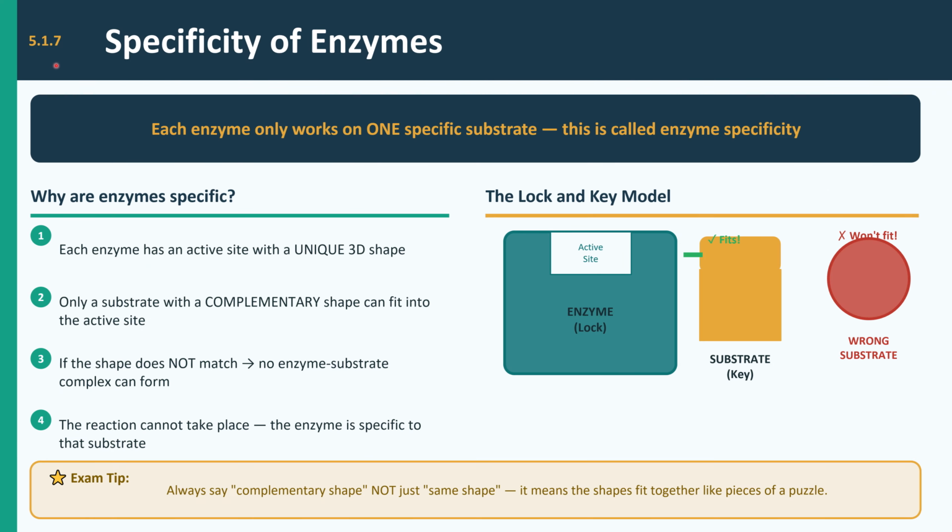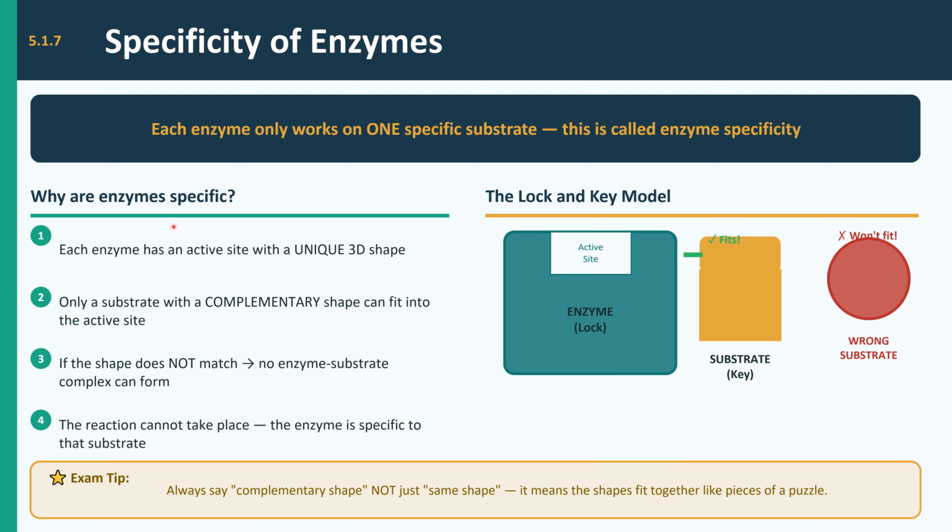5.1.7, moving on to a crucial characteristic of biology, enzyme specificity. If you take away only one thing from this slide, let it be this: each enzyme only works on one specific substrate. It's a specialist, not a generalist. This is called enzyme specificity.